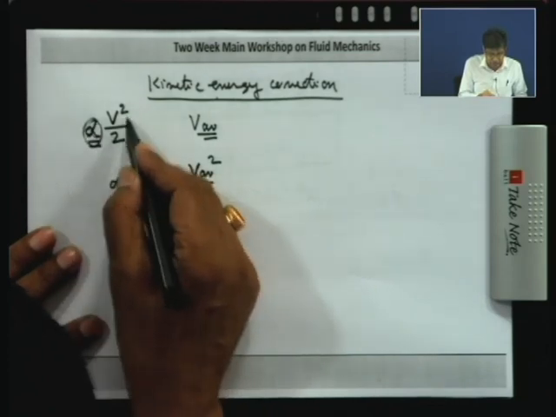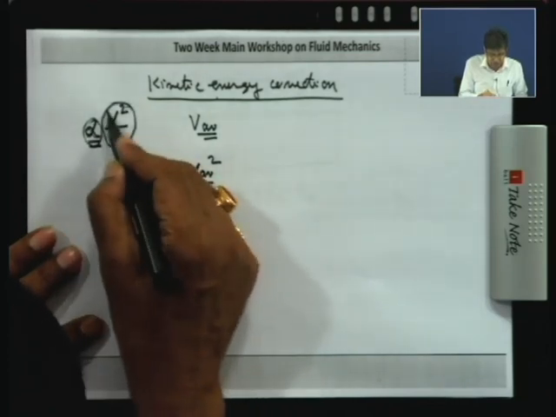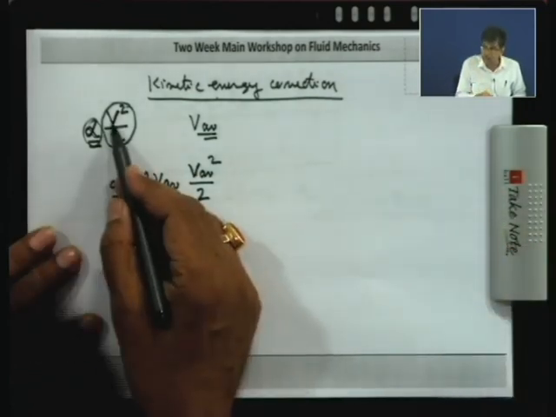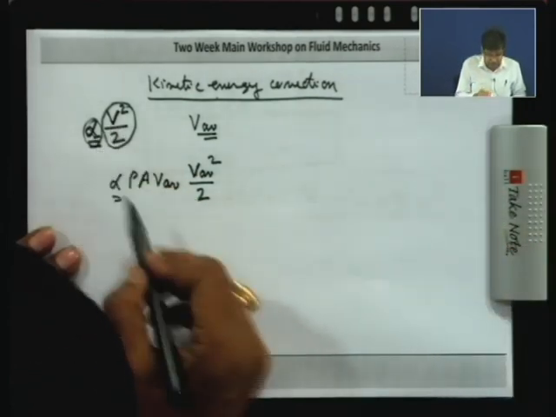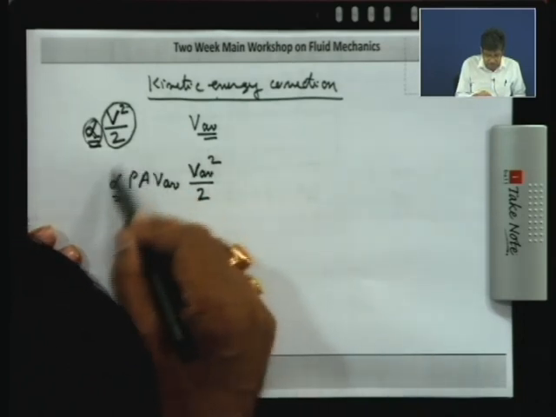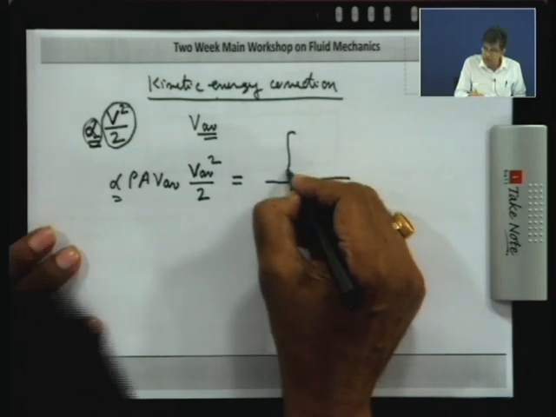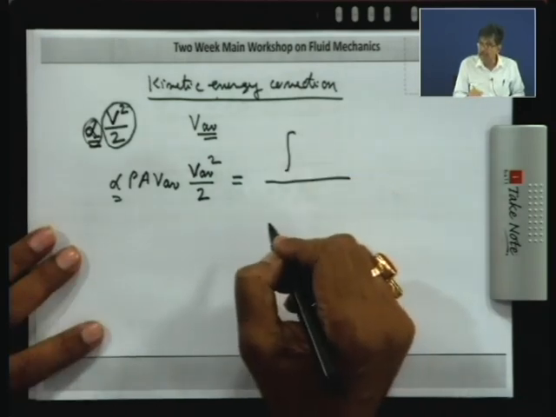Kinetic energy per unit mass will be V square by 2 if this V is some sort of average velocity based on kinetic energy, but it is based on volume flow rate. So in that case an alpha is given. Therefore this is the total kinetic energy. This should actually be equated with the total kinetic energy of the flow.